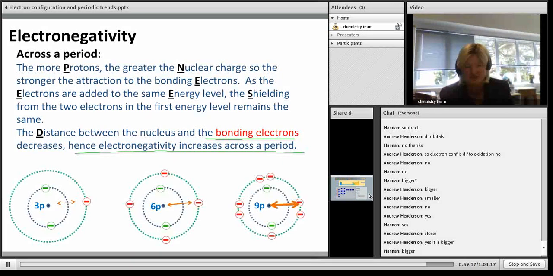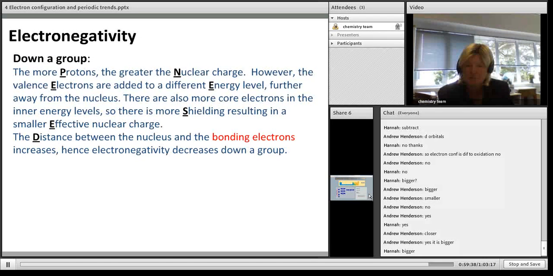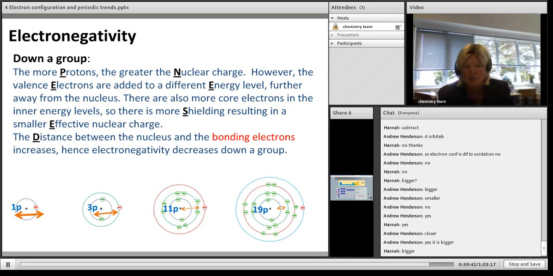It's a bit different, and the same thing applies down a group. This is showing, as we go across the row, that they're held more strongly because they're closer to the nucleus and all those things that I said before. So the attraction will be much stronger for bonding electrons for fluorine than there would be for lithium. And down a group, it's exactly the same.